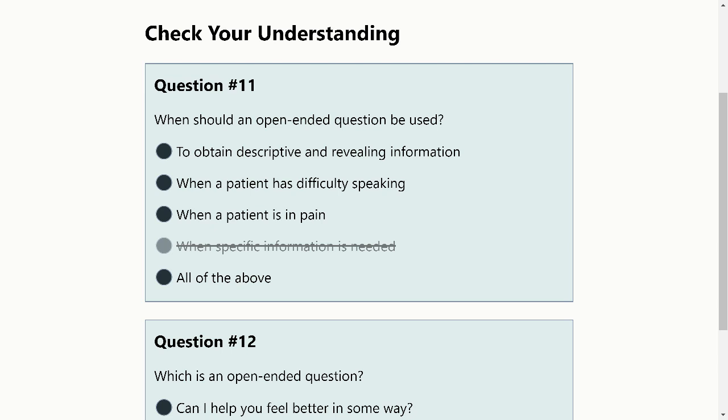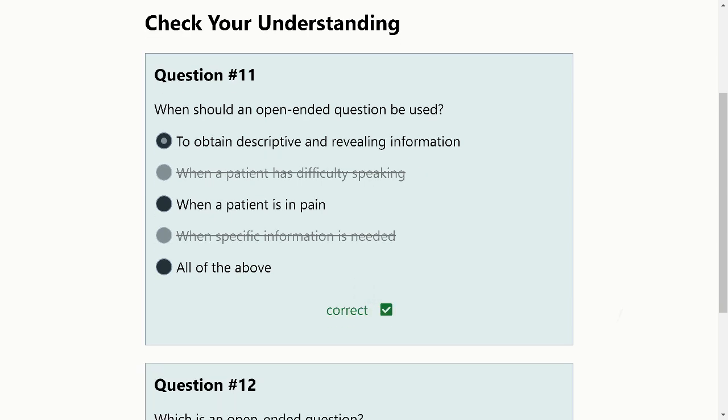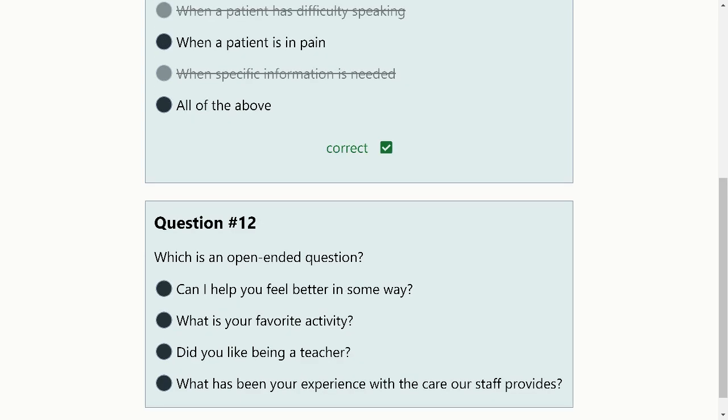All the above. It can't be all the above. Oh, no. Yeah, when patients have difficulty speaking, to attain decisive and revealing information, staying descriptive and revealing information, that's open-ended. Which is an open-ended question? You want them to be descriptive, so D.